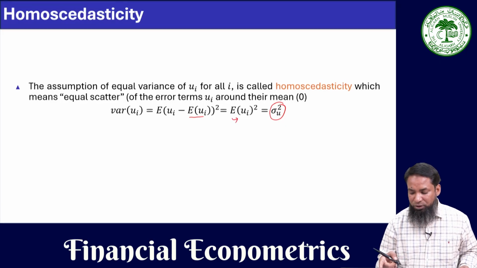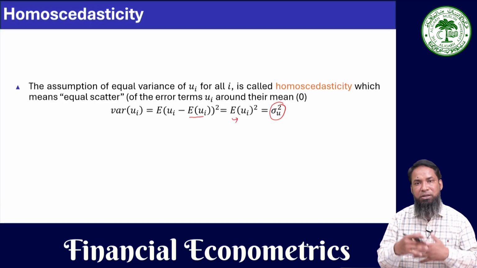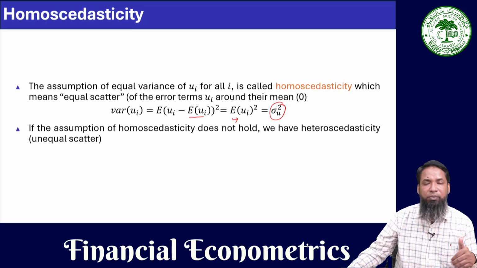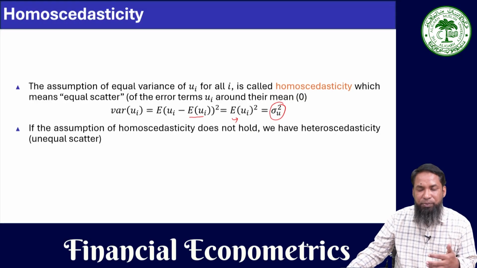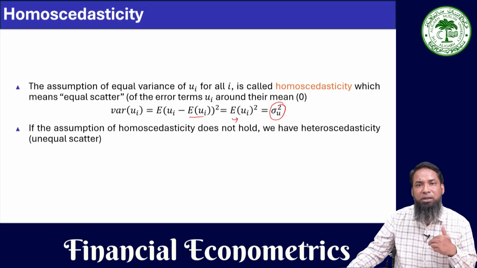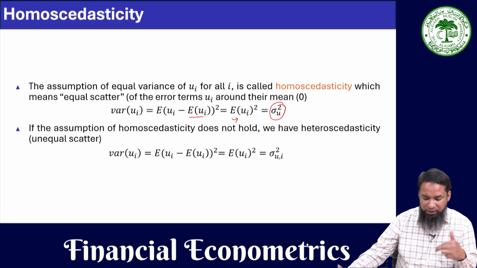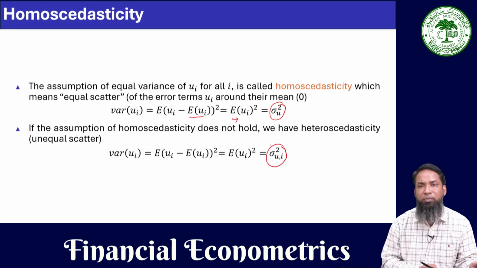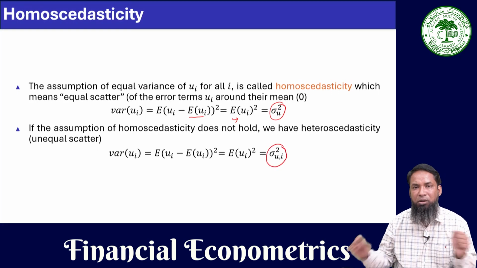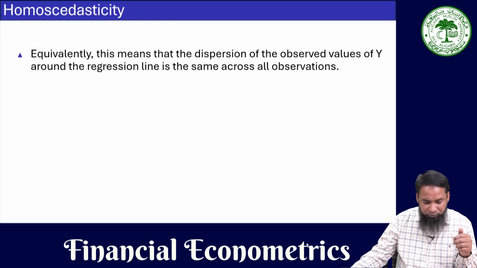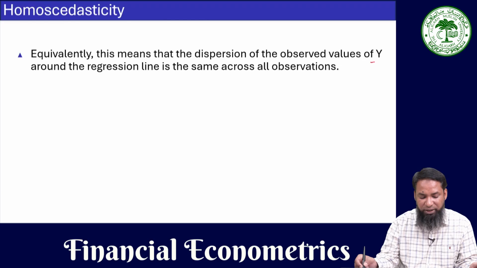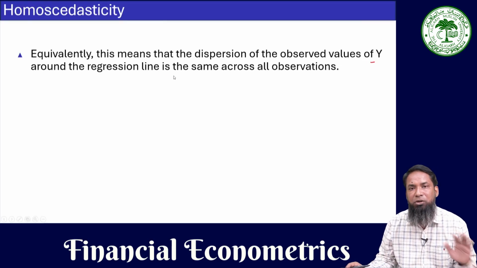That means if we are talking about homoscedasticity, there is equal scatter, that is, the dispersion from the mean value is similar. On the other hand, if the assumption of homoscedasticity does not hold, we have the problem of heteroscedasticity, that is, unequal scatter. In that case, the variance of ui will be sigma square i, and it will depend on the number of time periods or observations we have. Equivalently, this means that the dispersion of the observed values of y around the regression line is the same across all observations.